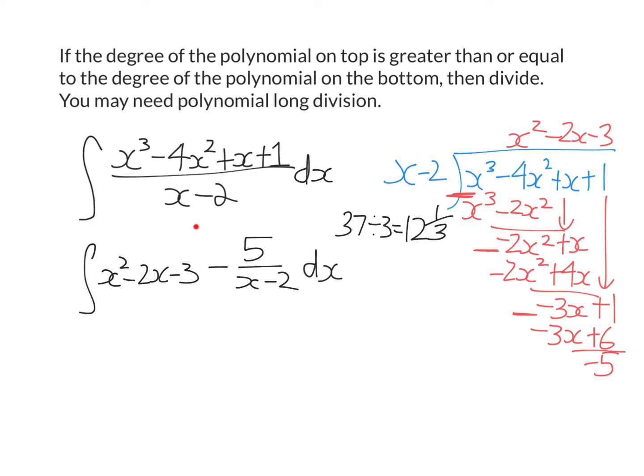So we've done all the hard work. This is actually really easy to integrate. We just go term by term. Integral of x squared, increase the power by 1, divide by the new power. We do likewise for 2x and negative 3.